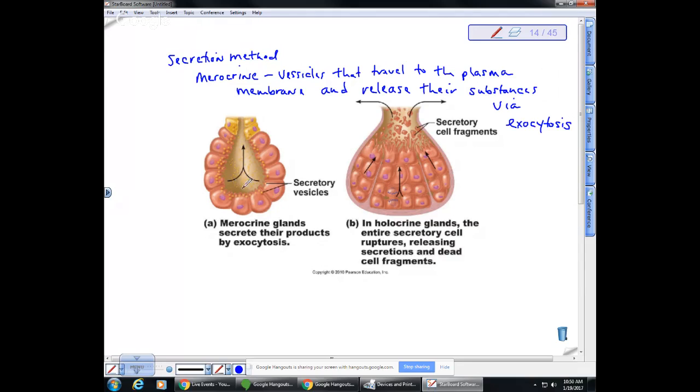Like sweat glands. Sweat contains a lot of water, but it also contains enzymes and antimicrobial factors, and it tends to be a little bit acidic. So sweat is protective as well as involved in thermoregulation. So that's merocrine. This is holocrine, and the example would be the sebaceous glands. And you notice here that the cells actually die.